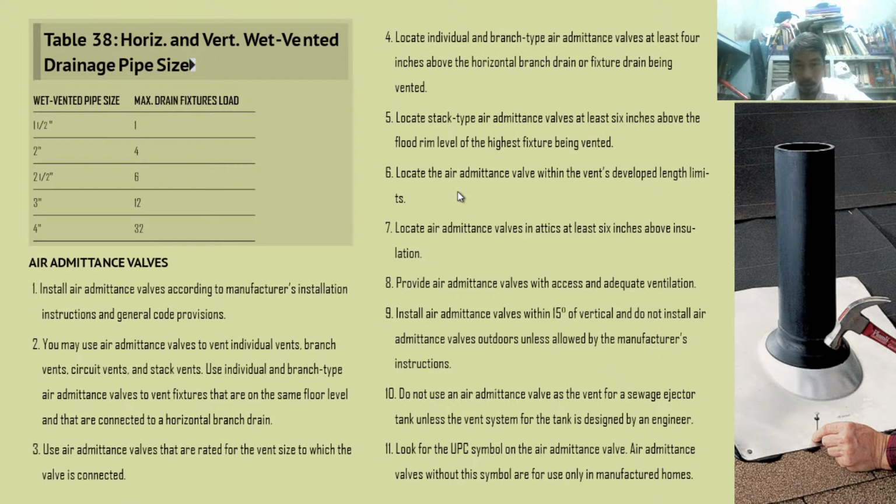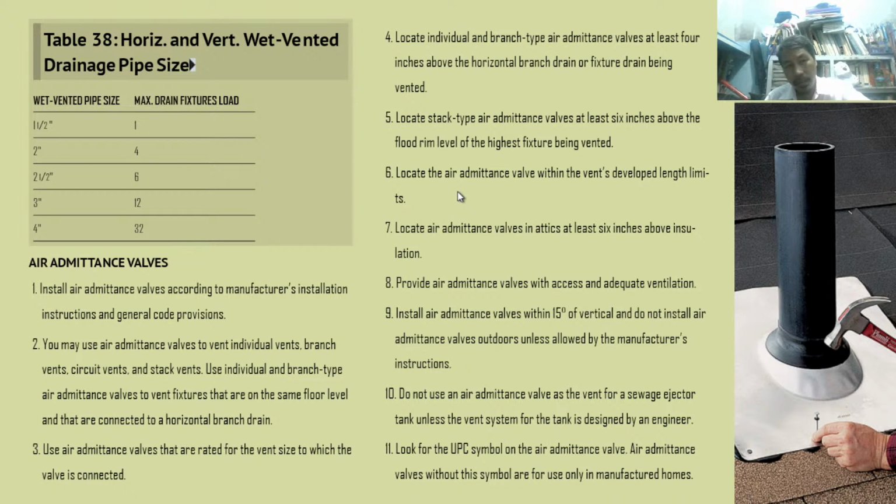Locate the air admittance valves in attics at least 6 inches above insulation. There is insulation for the ceiling and roofing, so at least 6 inches above. Provide air admittance valves with access and adequate ventilation. An air admittance valve admits air. Its purpose is to regulate the flow of air going inside or outside the system.